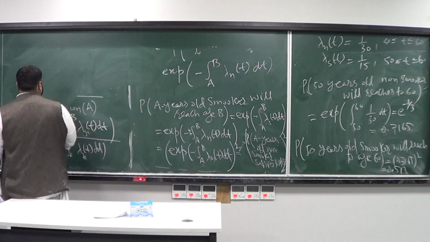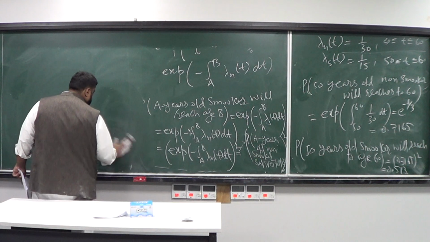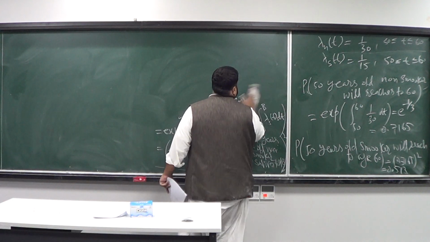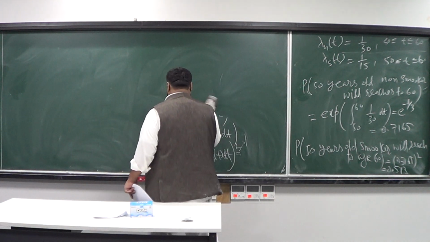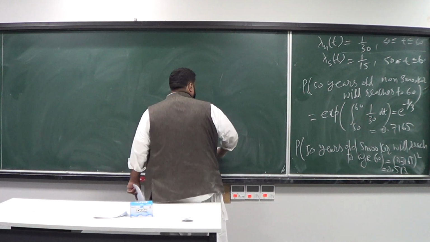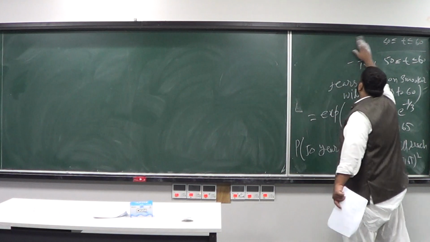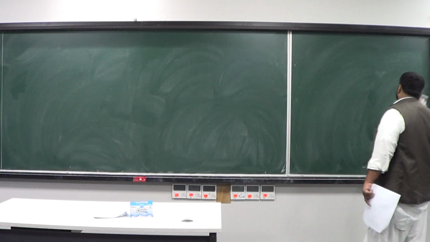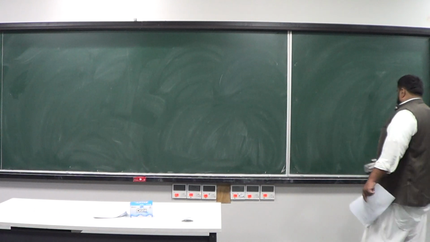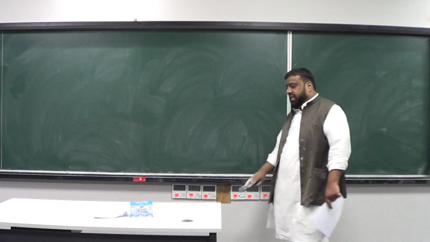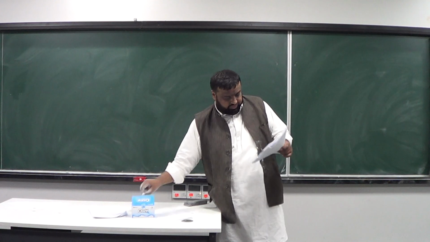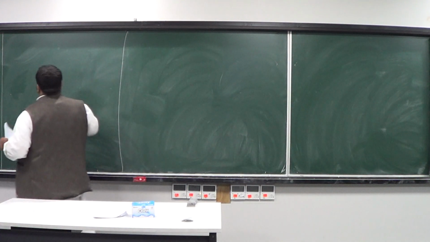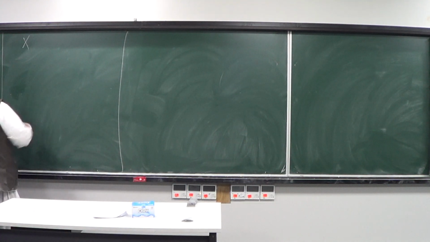So I would like to move to the last part of the lecture. The last part of the lecture is that if you have a distribution function of a random variable, then how you can find the distribution function of a function of a random variable.